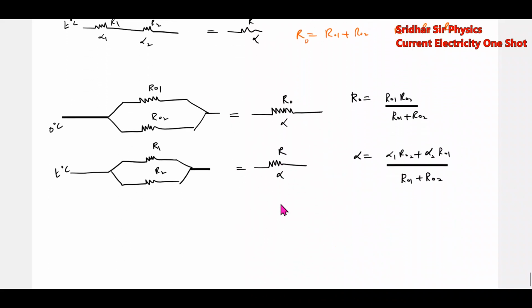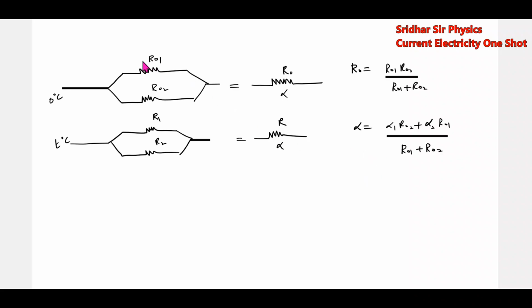When two resistors are connected in parallel, the effective resistance R naught is given by this particular formula. The effective temperature coefficient of resistance, with alpha 1 and alpha 2, will be alpha 1 R naught 2 plus alpha 2 R naught 1, divided by R naught 1 plus R naught 2. This is the basic formula. Okay, fine. Like this, we'll get it. This is a basic condition.